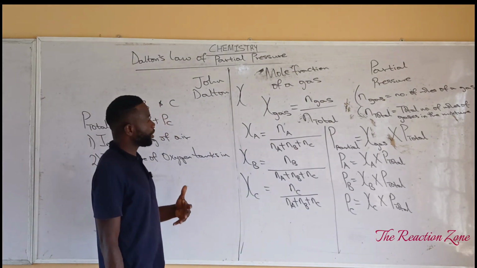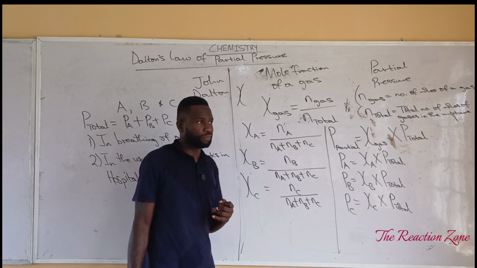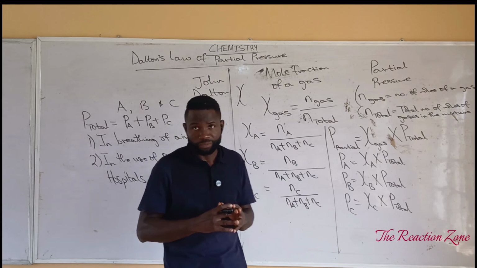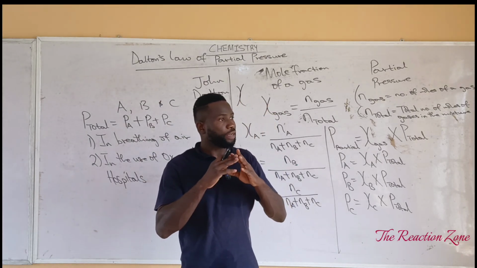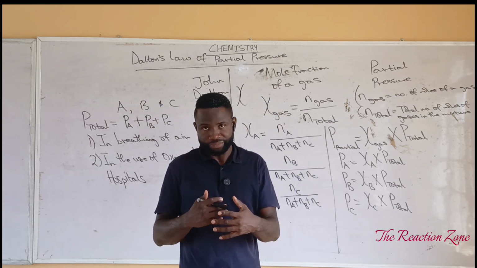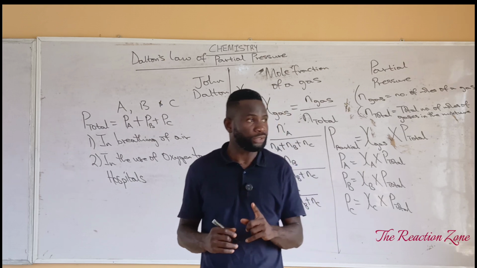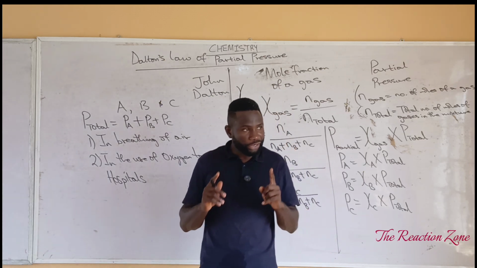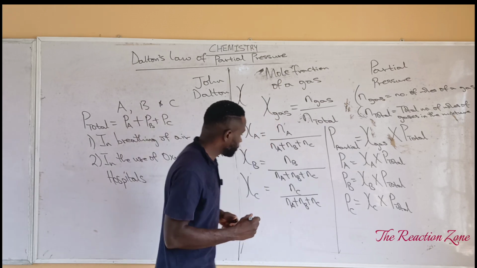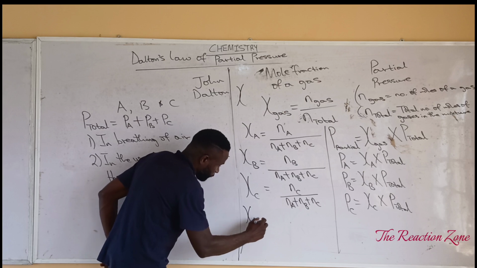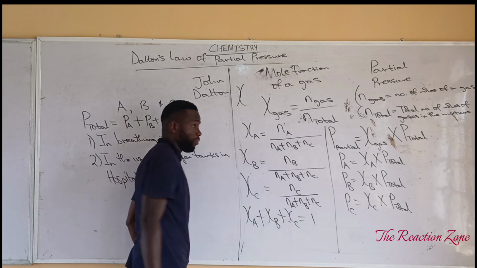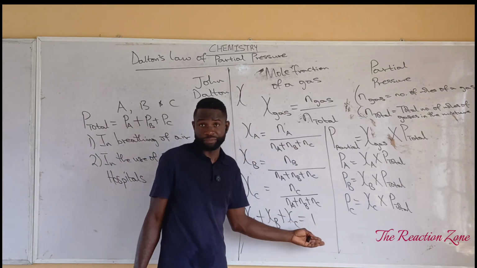When you are solving a calculation that involves the use of these equations, it is important to know that the mole fractions of a mixture of gases, when added together, must give you 1. In other words, the sum of the mole fraction of all the components of the mixture equals 1. So, the mole fraction of gas A plus the mole fraction of gas B plus the mole fraction of gas C must be equal to 1, or approximately equal to 1.